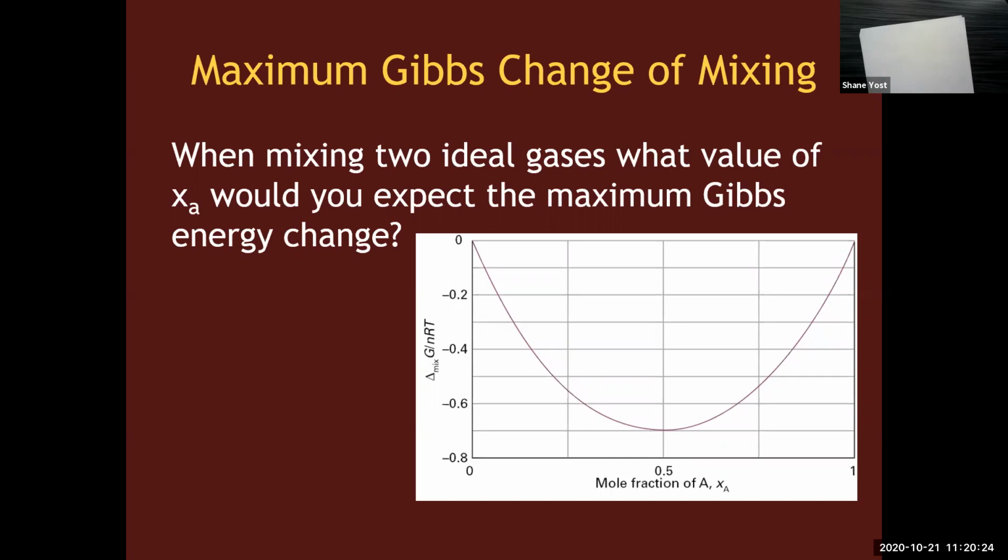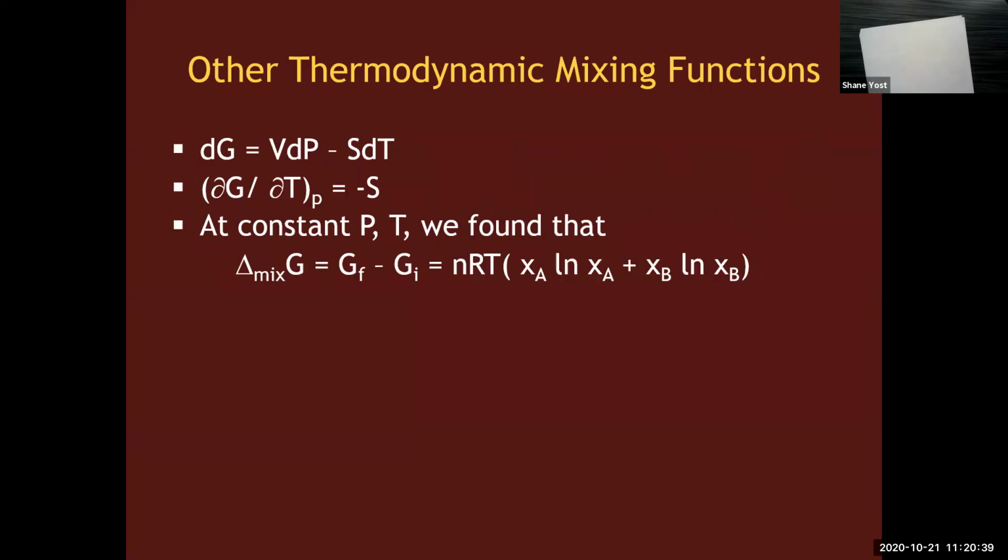But yeah, it's going to be a 50-50 mixture. The equal composition of A and B will give you the most free energy change when you mix those things, because that's where you get the most mixing. Right, and then we talk about free energy. Now let's talk about entropy and enthalpy.